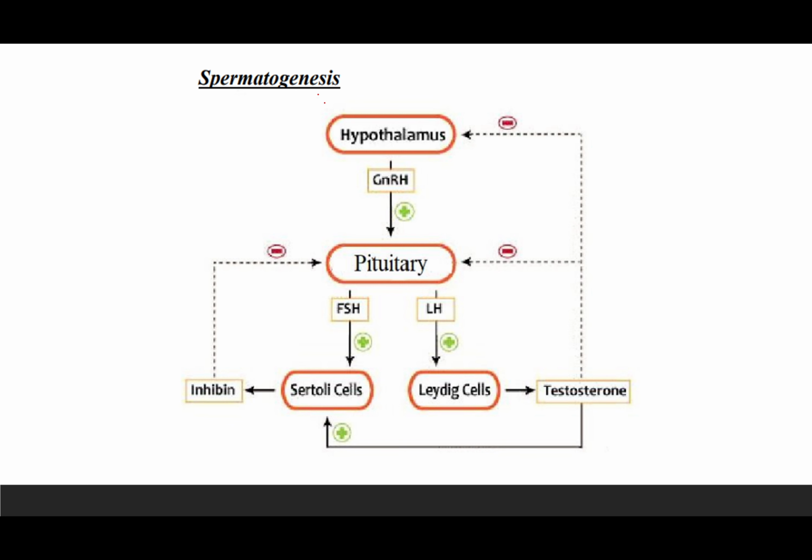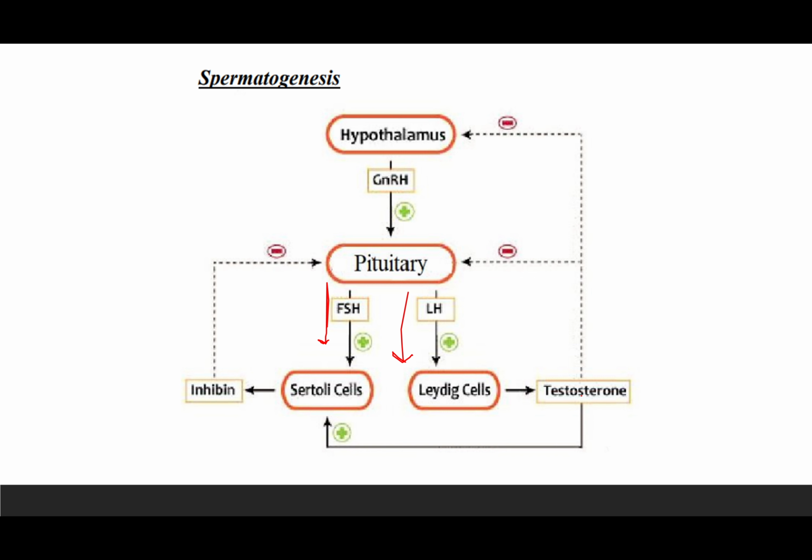What we do to really promote spermatogenesis is really a negative feedback. Our hypothalamus will create GnRH, which is gonadotrophin. That will stimulate our pituitary gland to produce FSH, which causes our Sertoli cells to produce inhibin. And it produces LH, luteinizing hormone, which causes our Leydig cells to produce testosterone.